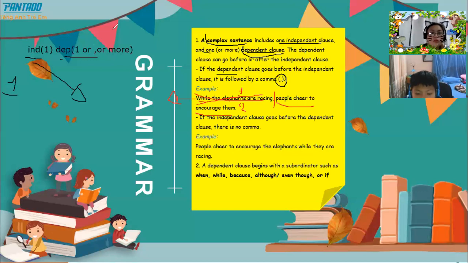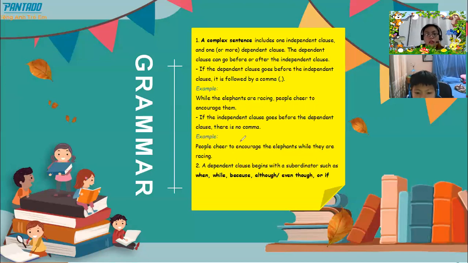Let's move on to the next. And we have another note. If the dependent clause goes before the independent clause, there's no need for a comma. Now, if the situation is reciprocated, the independent clause goes first. Again, an independent clause is a clause that can stand alone. It has the complete thought. It doesn't need a comma.